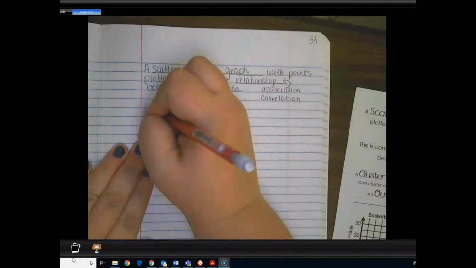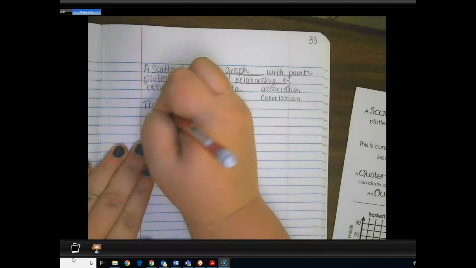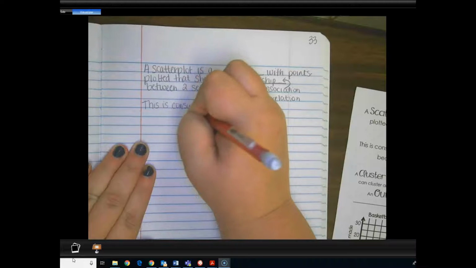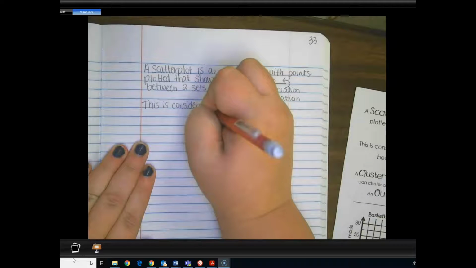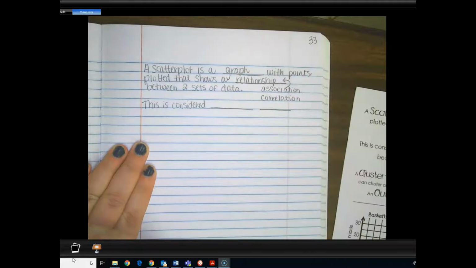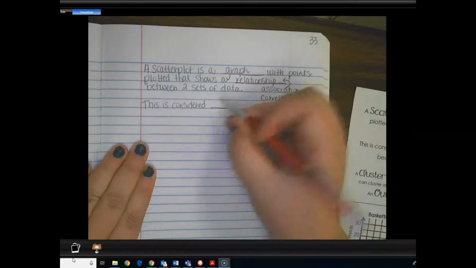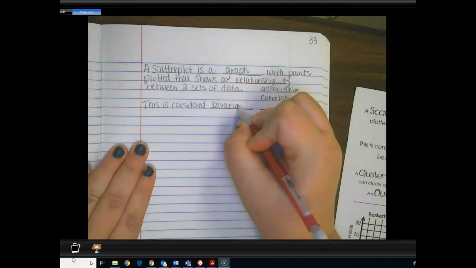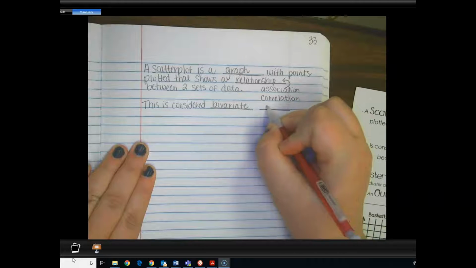Okay, this is considered, I'm going to have two blanks, and the word there is going to be bivariate. Bivariate data.